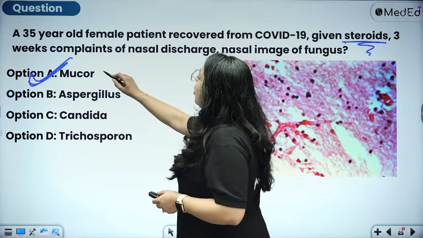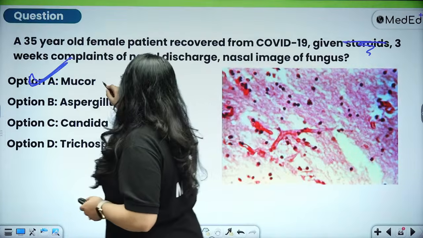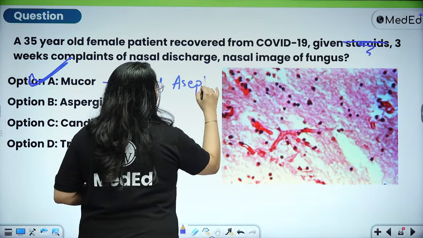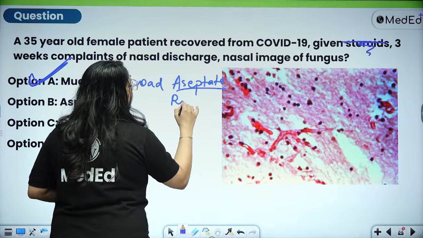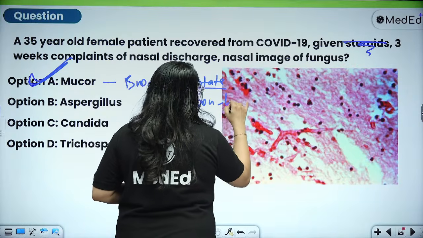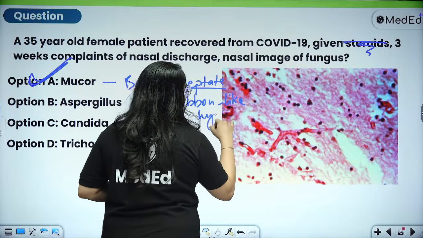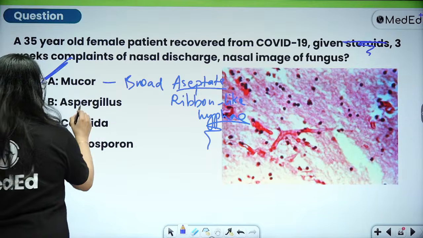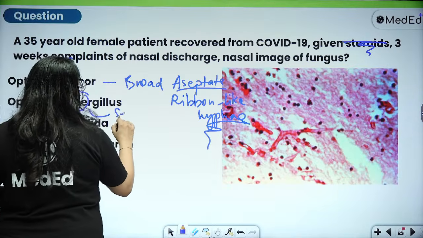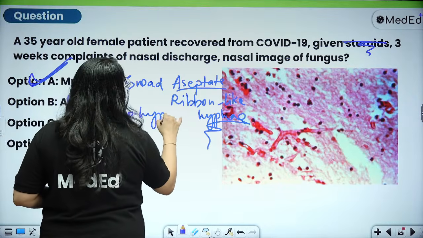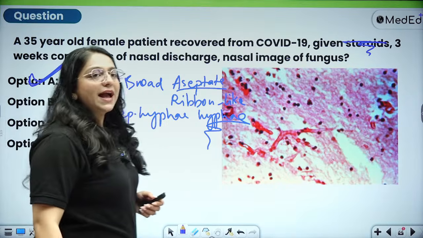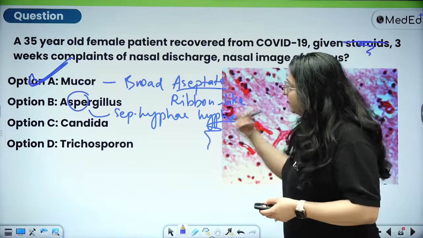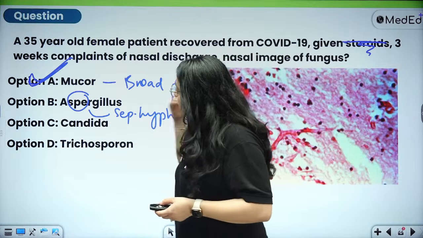Right? Broad, aseptate, ribbon-like hyphae: Mucor. What is Aspergillus? Septate hyphae, dichotomous branching, acute angle branching. Okay. Yeah, it's an FMG PYQ, it's a NEET PYQ, it's every PYQ.